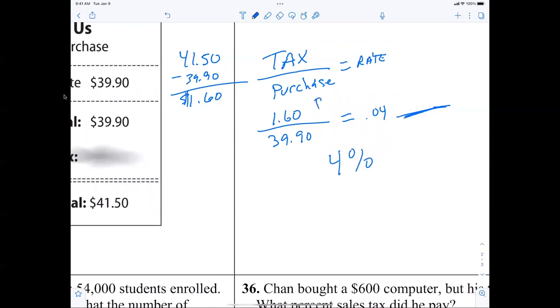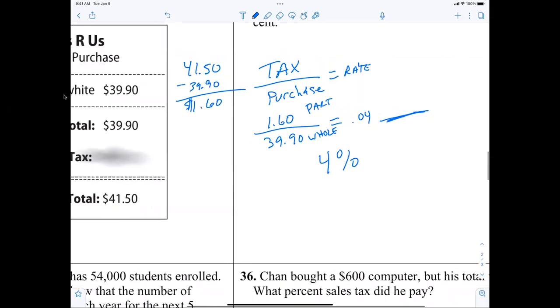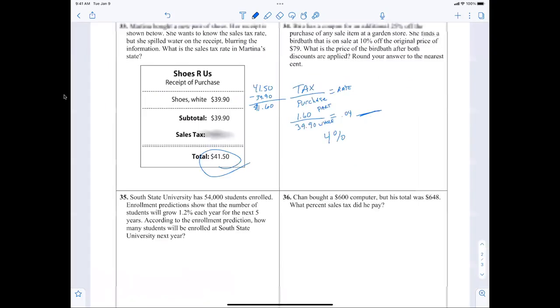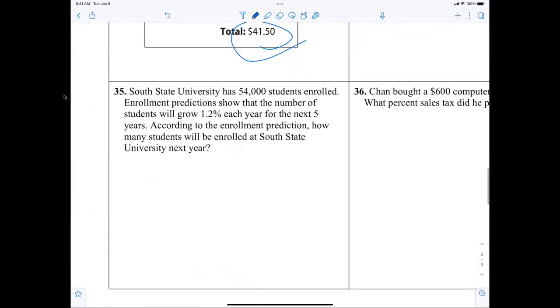Now remember, this is part. This is the whole. All right. That's why it was easy for me to understand. I just take the tax and divide it by the cost, and that'll tell me my tax rate. You're not going to divide it by the 41.50 because that already has the tax in it. All right. I like that a lot. Next one. Read for me.